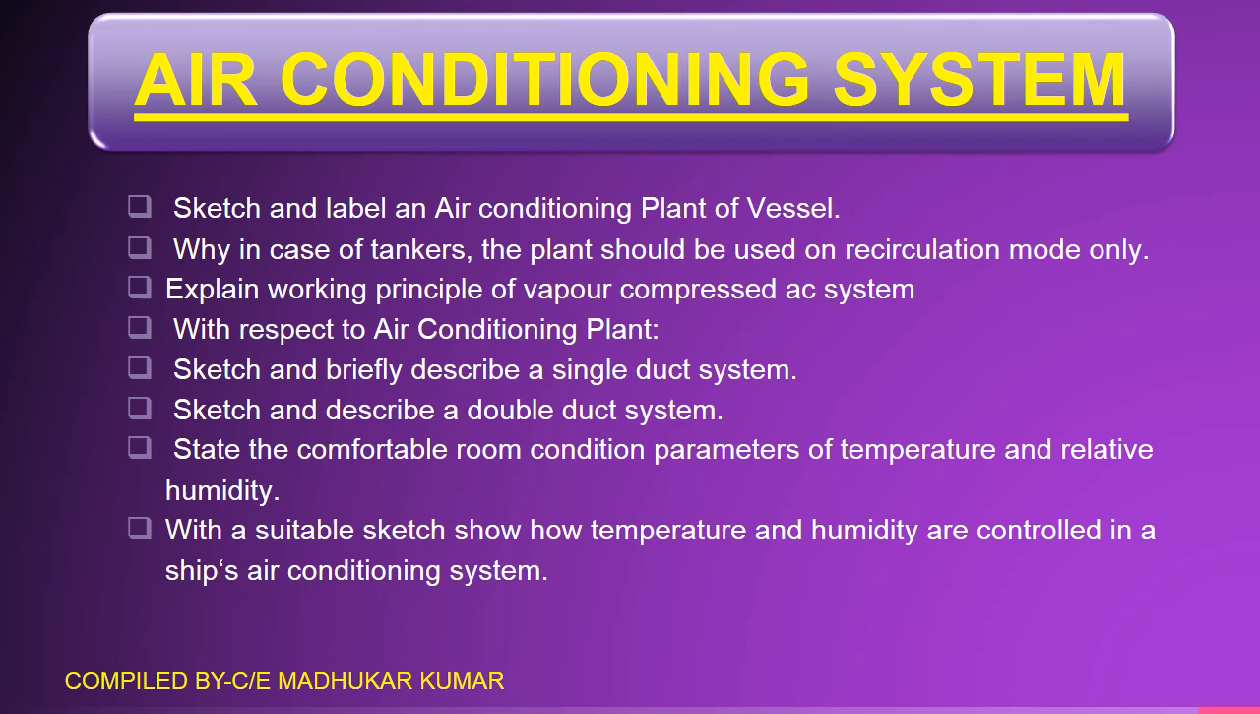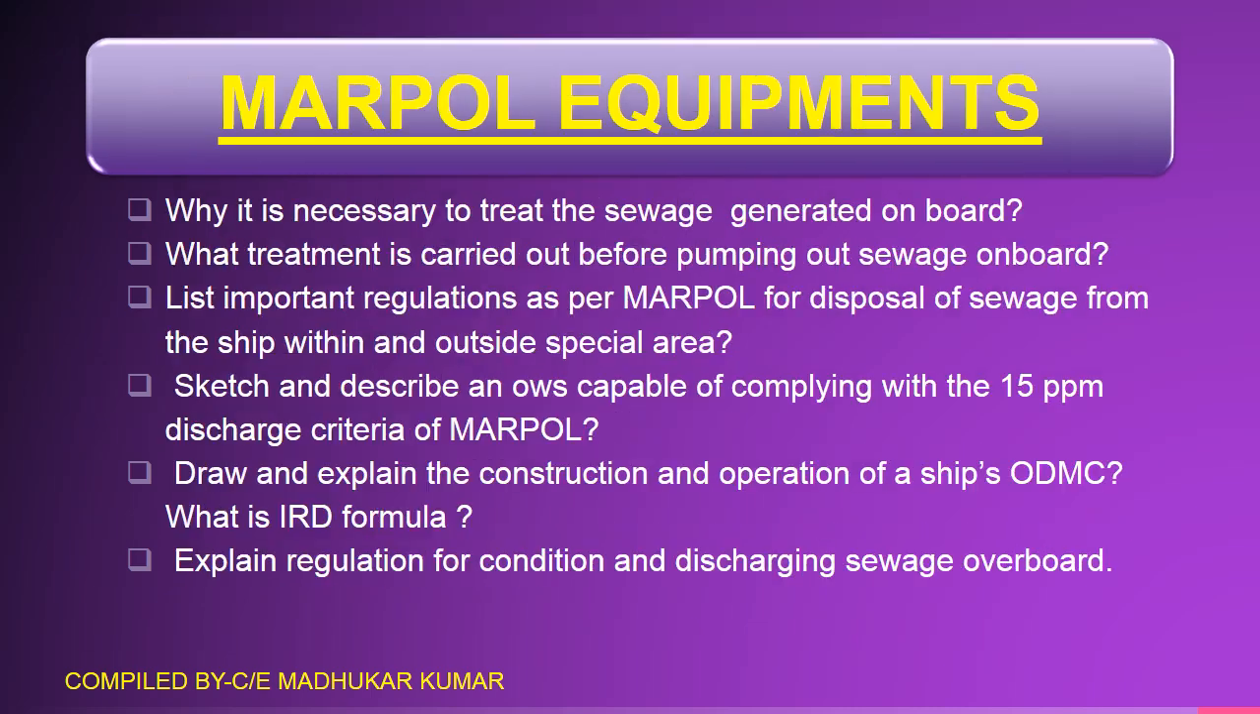The parameters have to be maintained at approximately 24 degrees centigrade, and humidity needs to be seen. With a suitable sketch, explain how temperature and humidity are controlled in a ship air conditioner.